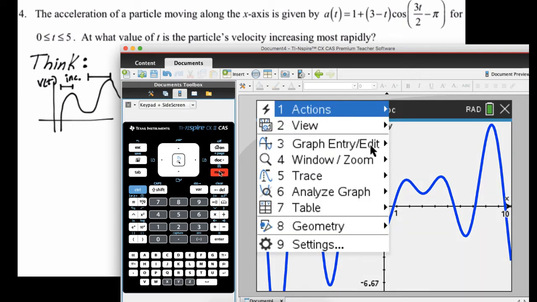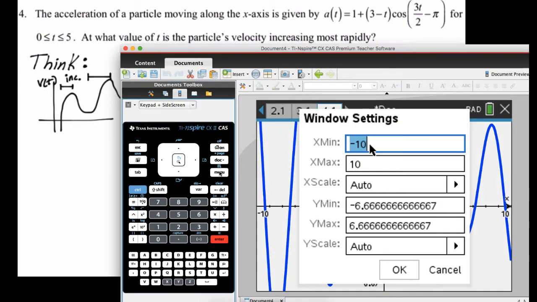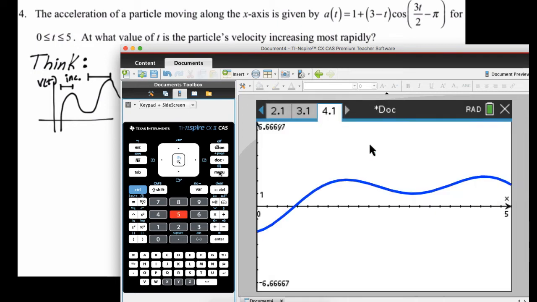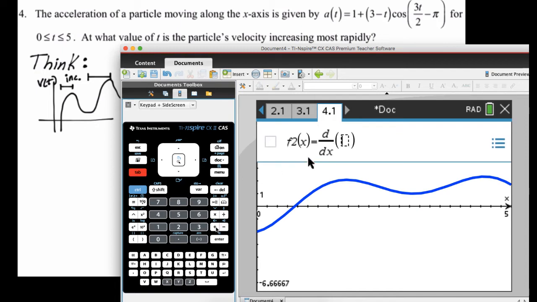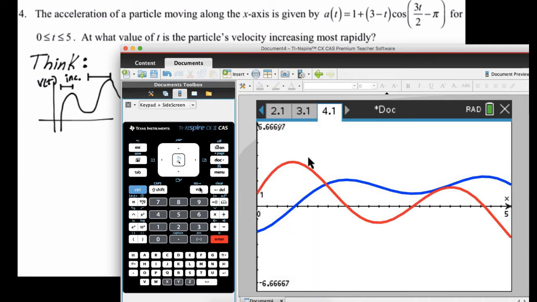So I'm going to change my window. So menu 4, 1, 0 to 5. All right, so this is the graph of acceleration. I want to know when this has an absolute maximum. So it's either here or here. So what I'm going to do is graph the derivative of this. So shift and then minus is the shortcut for derivative of, I already typed it in, right? So I'm going to use f1 of x. All right, so I'm going to find this point and this point.